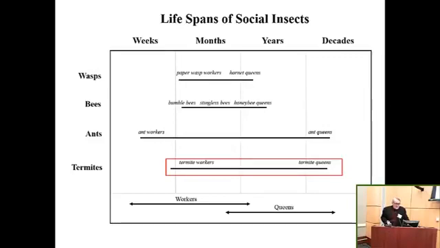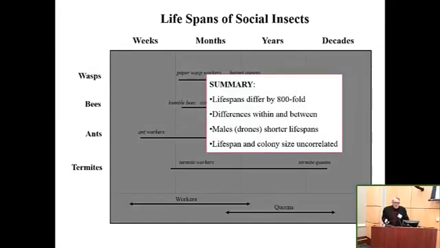You don't find 10 and 20-year bees and wasps. At the bottom you can see a range of workers in terms of longevity, with a bit of overlap. But clearly the queens are the really long-lived ones. Just a summary: you have lifespans within this group that differ by 800-fold. You have differences both within and between these different groups. Males are typically short-lived, and lifespan and colony size are uncorrelated.